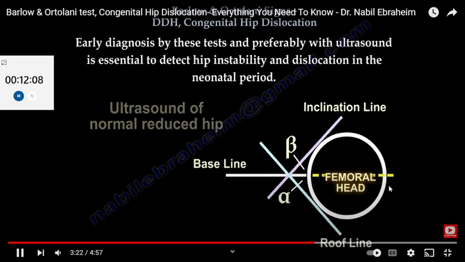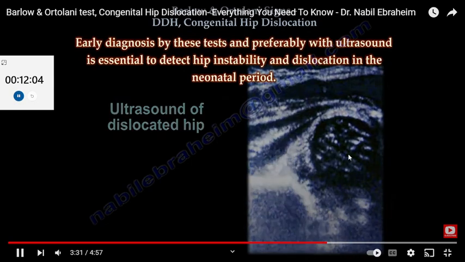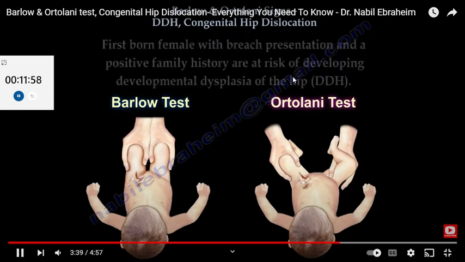Baseline, inclination line, roof line. So it goes like that in an ultrasound of a dislocated hip. Here you can see it is going upwards. Treatment is directed at stabilizing the hip that has a positive Barlow and Ortolani sign. You have to stabilize that.